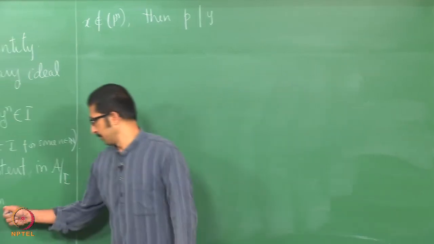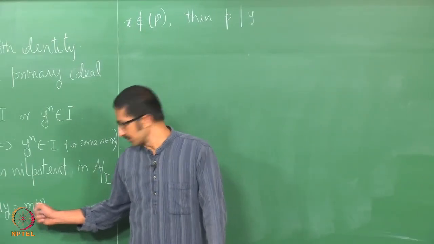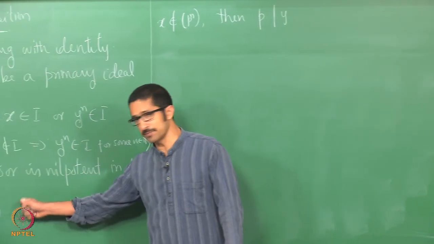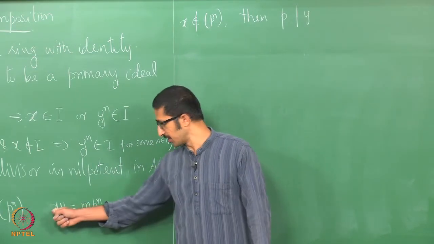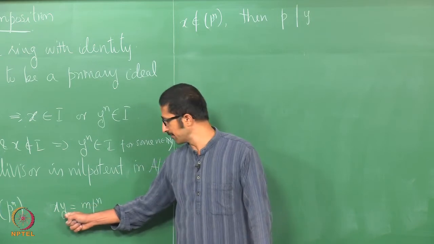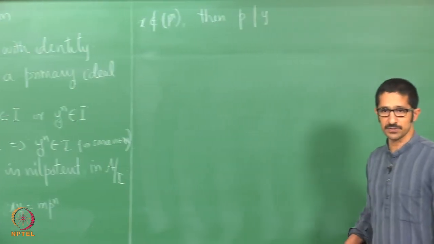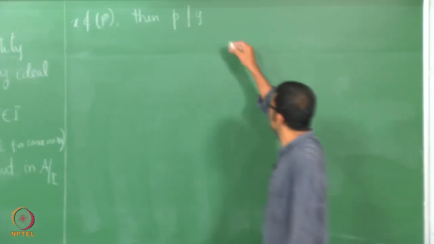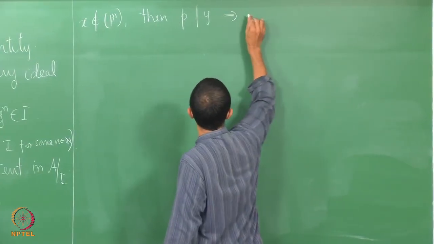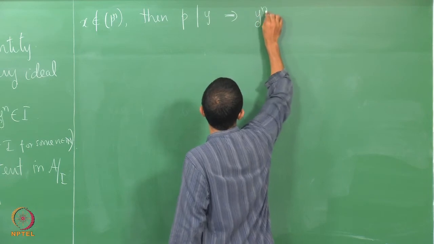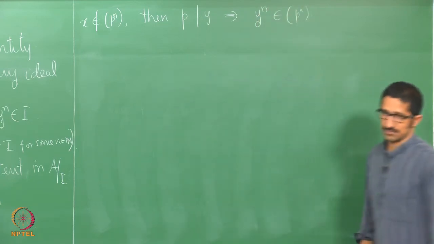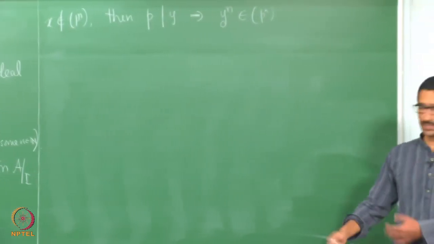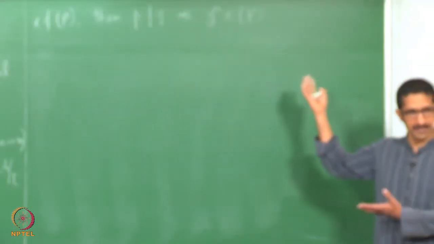Because p power n is on the right hand side, at least that much power of p should be there in this product. P power n is not there in x, so therefore some p will be there in the prime decomposition of y. That means p divides y, and that would imply that y power n will be in p power n. At least there could be some smaller power there, but y power n has to be.